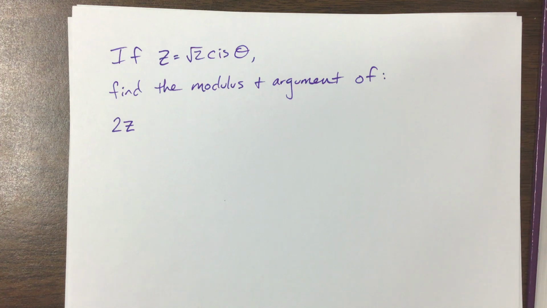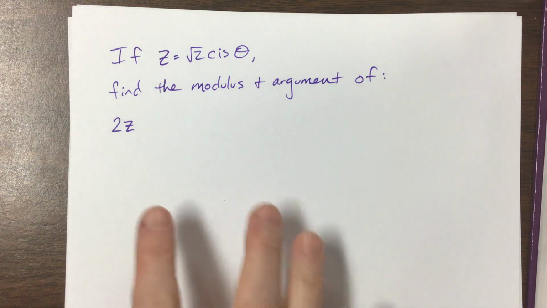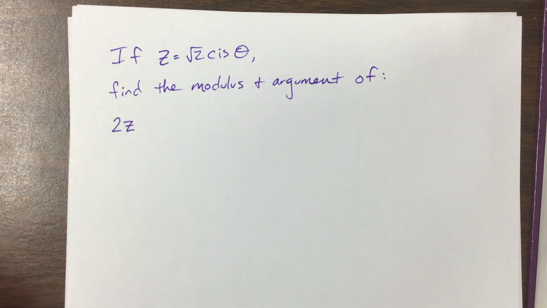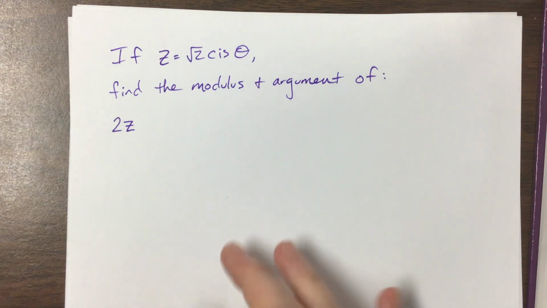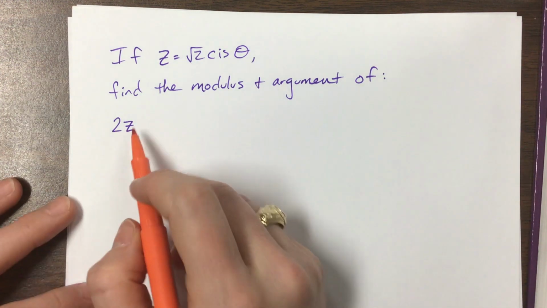In this problem, they're telling us that z, some complex number, is equal to root 2 cis theta. They want us to find the modulus and argument of three examples, three problems to work. The first one is 2z.